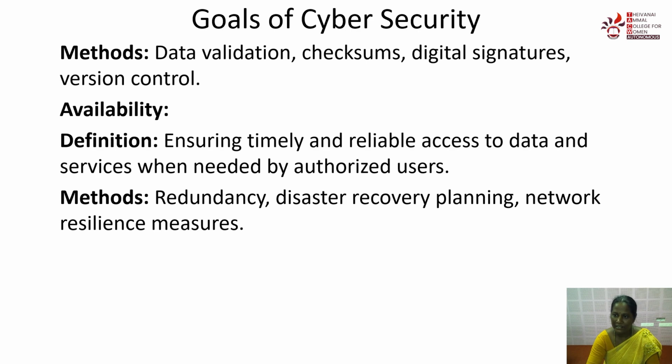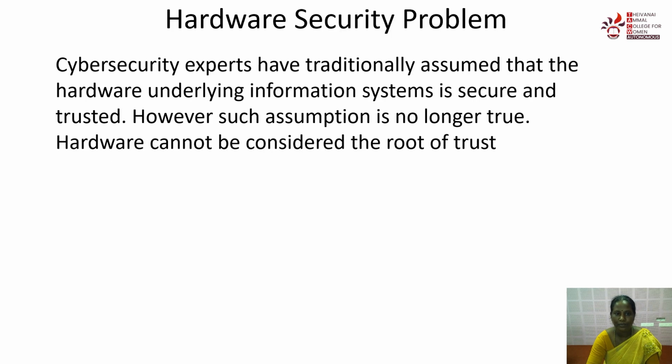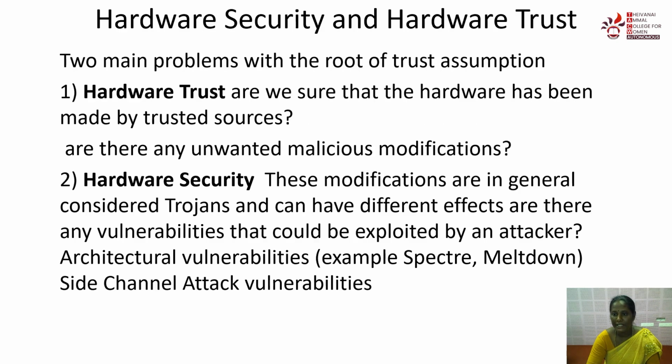Availability. This is the third element, which is for ensuring timely and reliable access to the data, which can be implemented using redundancy, disaster recovery planning and network resilience measures. Hardware security problem. There are two types of problems: hardware security problems and software security problems. Cyber experts have traditionally assumed that hardware may not have a lot of security issues, but this assumption was not true. Hardware can also be the root cause of trust issues.